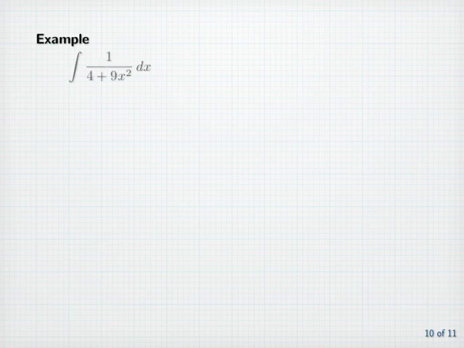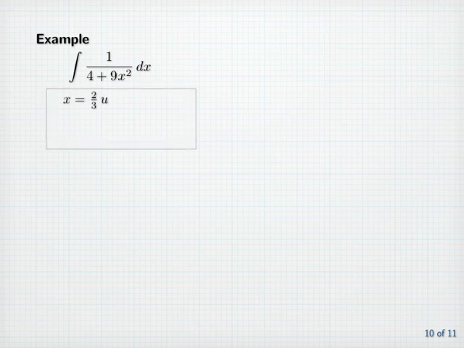Another example. Let's find the indefinite integral of 1 over 4 plus 9x squared dx. Now notice that the integrand here is similar to 1 over 1 plus u squared, which leads to the inverse tangent of u. Again, we're going to make a substitution. Let's let x equal 2/3 of u. Now that may seem a bit mysterious, but notice what happens to 4 plus 9x squared.